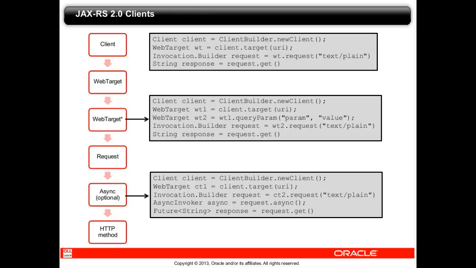So as you can see, you have to create clients, web targets, requests, and then you can actually extend or save the method, the objects in the chain as you see fit. And also you can add features optionally, like creating them asynchronous and then calling your HTTP object call.